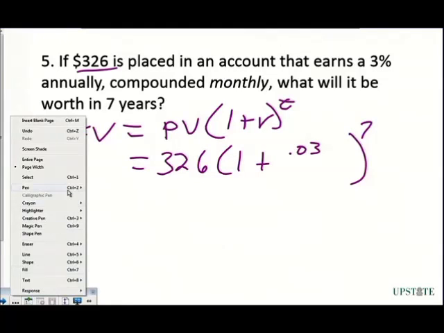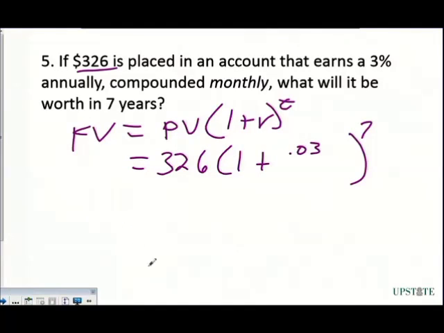We are computing this as monthly compounding. So when we're monthly compounding, we have to convert this 3% annual rate into a rate that is compounding every month, so 12 times a year. Since we are dividing this part by the 12, we then have to multiply our exponent out here by that time period, 12.